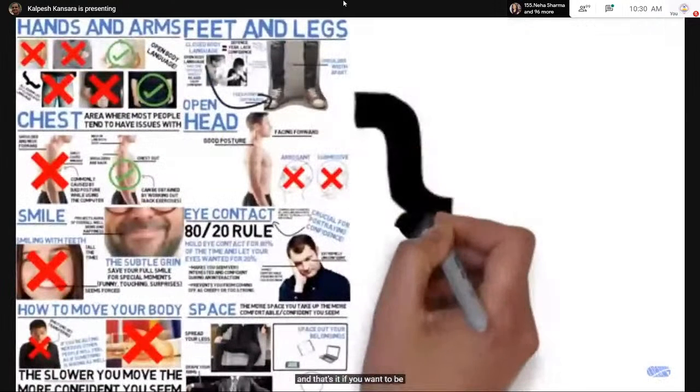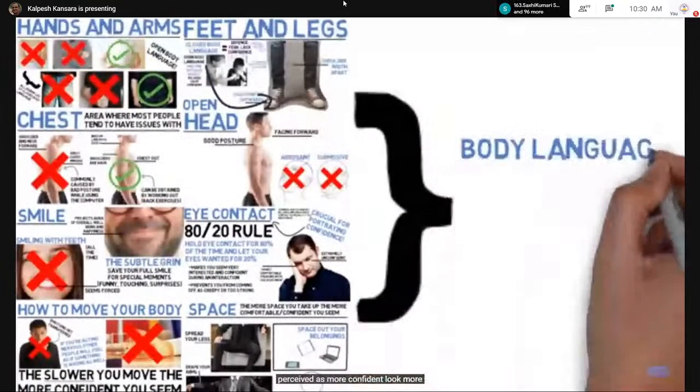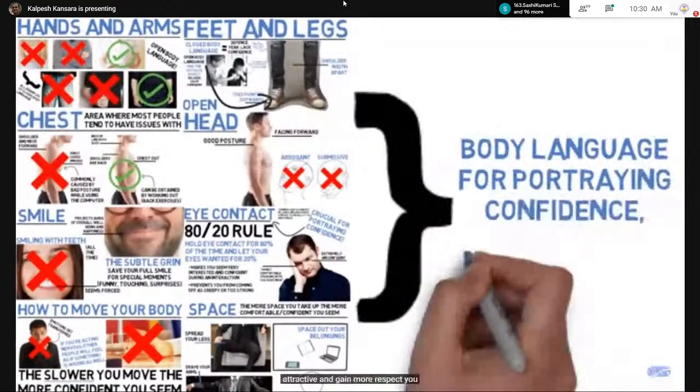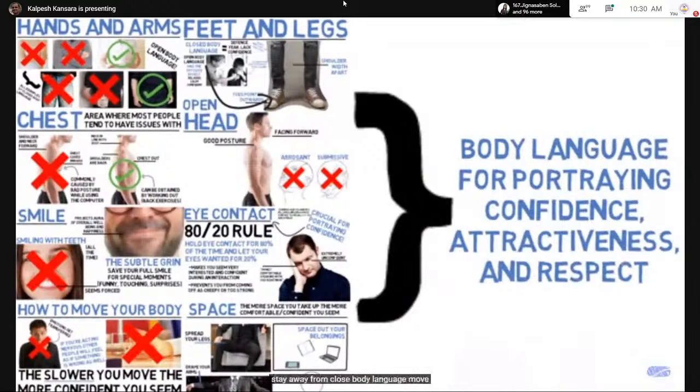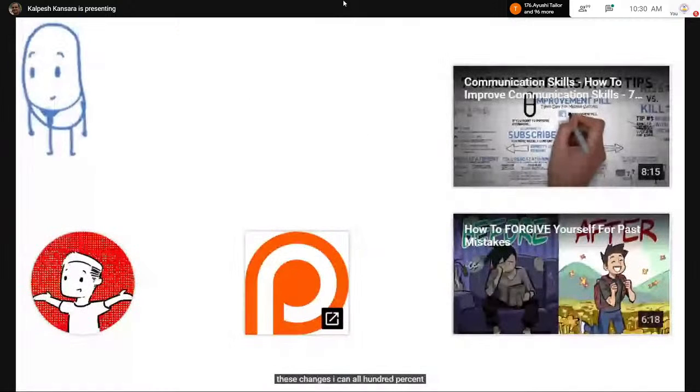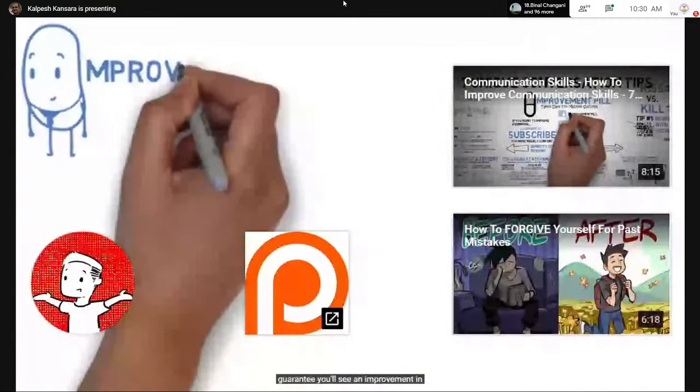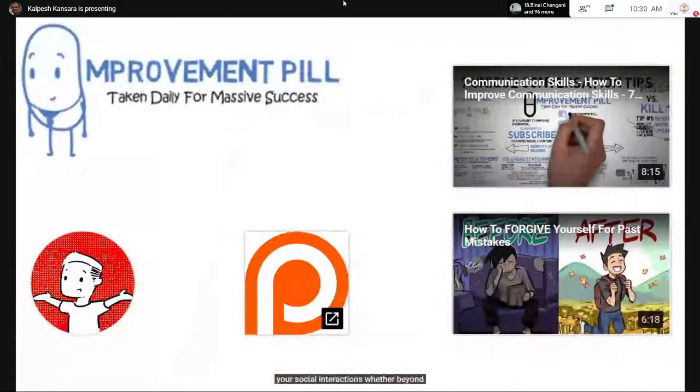And that's it. If you want to be perceived as more confident, look more attractive, and gain more respect, you just have to keep in mind these concepts. Stay away from closed body language, move slower, take up more space, and increase the amount of eye contact you make. By making these changes, I can 100% guarantee you'll see an improvement in your social interactions, whether it be on dates, during meetings, at parties, or even just hanging out with your friends.